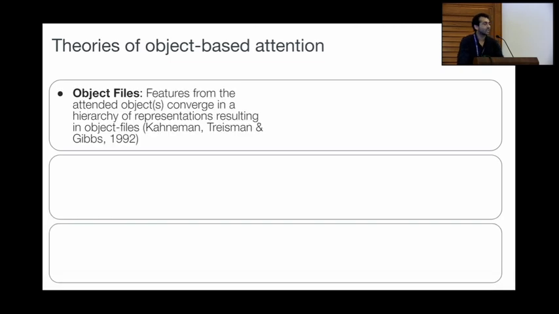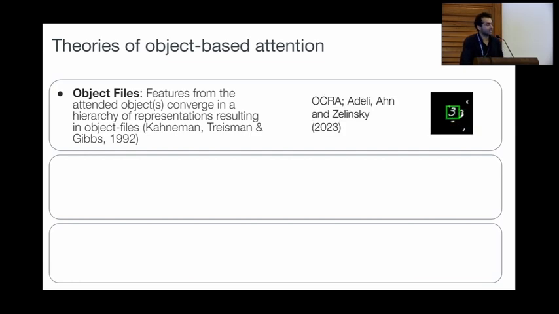The first one I put under the heading of object files. I think this is the idea that when you attend to an object, the features from that object could be converging across a hierarchy of a feed-forward network, and this could be pre-attentive. And they get gathered into what in cognitive science a lot of people have called object files, and this work was developed mostly by Treisman and Kahneman, if you heard of it. In this context, I'll talk about a model that we called OCRA, object-centric recurrent attention, where the model actually learns to attend to different objects in order to recognize them.